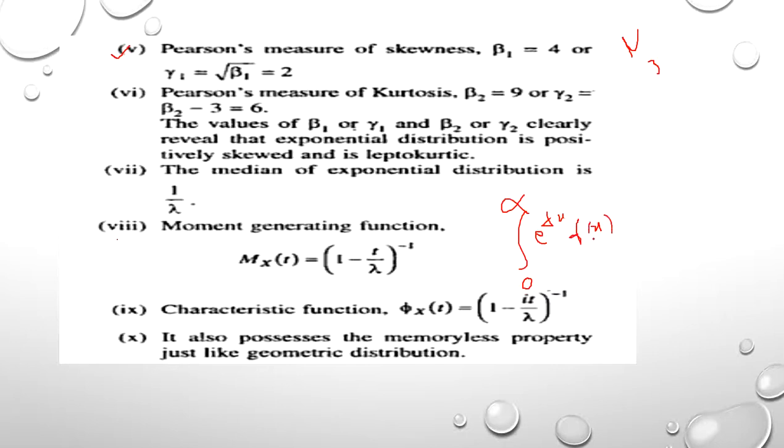Then you can perform the integration, and you get this moment generating function. For derivations you can refer to books also. This is the characteristic function. This is the memoryless property, which is reliability related. It is the only distribution among continuous distributions that has the memoryless property. In discrete, the geometric distribution has it; in continuous, the exponential has it. It is an important objective question.